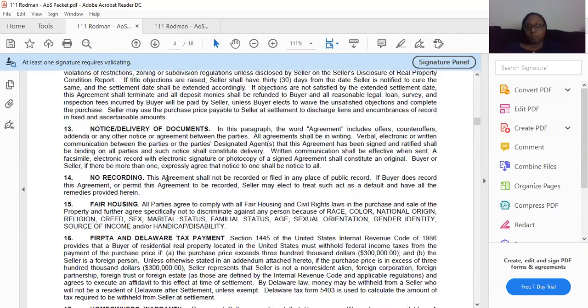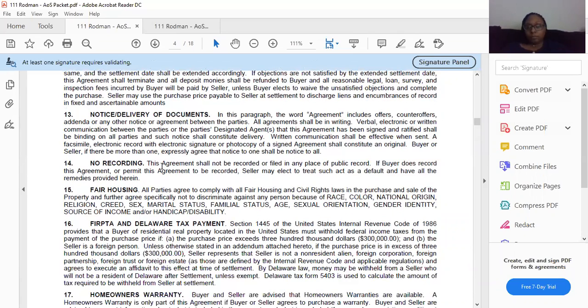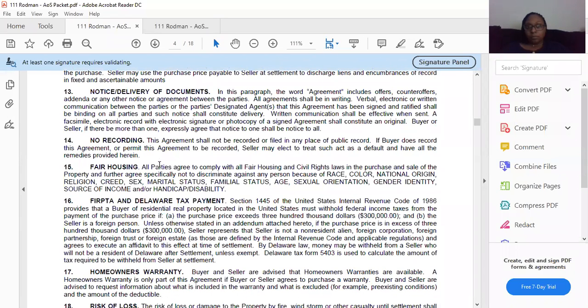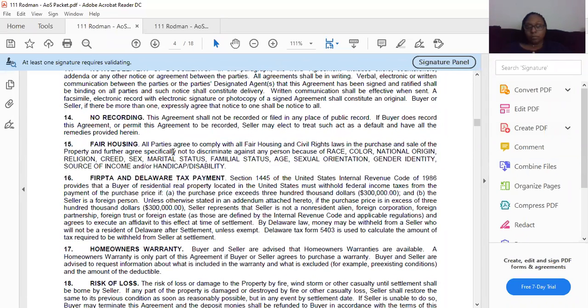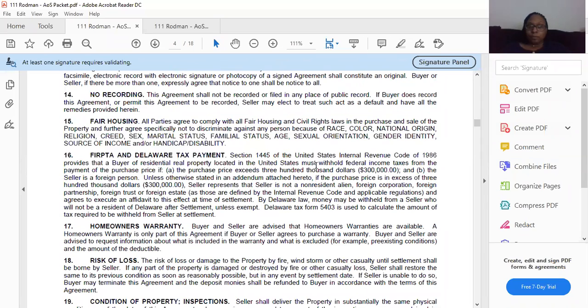Then we're going to cruise through some of these other sections. Delivery of documents: you want to make sure that everything's being delivered in a timely manner. Electronic communication does count for delivery of documents. This is not recorded; the deed will be recorded. Fair housing: we know we don't discriminate against any of these protected classes, so you just have to be very cautious of what you say and make sure that you're being fair to everyone.